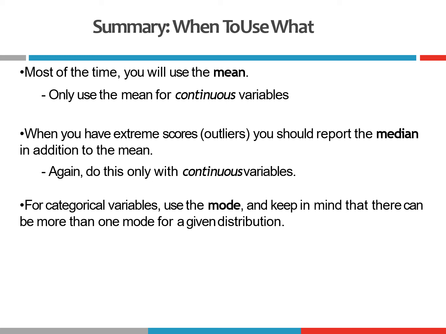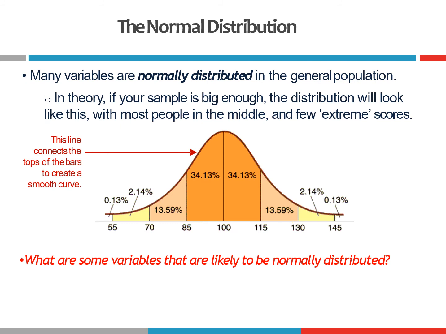And then for categorical variables, you are going to report the mode. And you should also always remember that there can be more than one mode in a single distribution. So mean and median are for continuous variables, and the mode is for categorical variables. I'll talk more about this in my future videos, but I wanted to at least introduce this idea here.